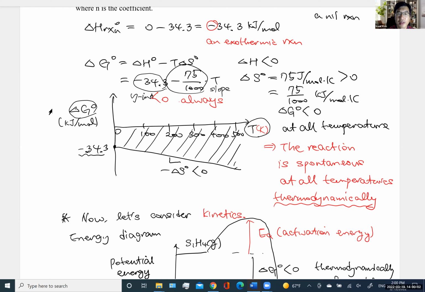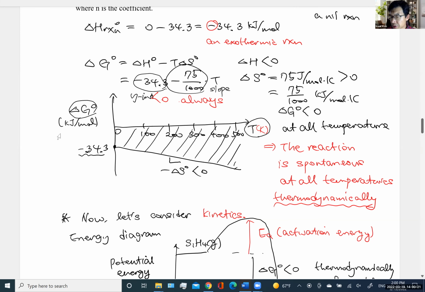So when delta G is negative, this is a spontaneous reaction, and at all temperatures delta G is negative, meaning that the reaction is spontaneous at all temperatures thermodynamically. The reaction is thermodynamically favorable at all temperatures.